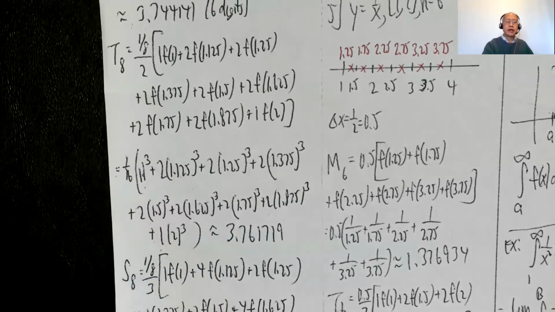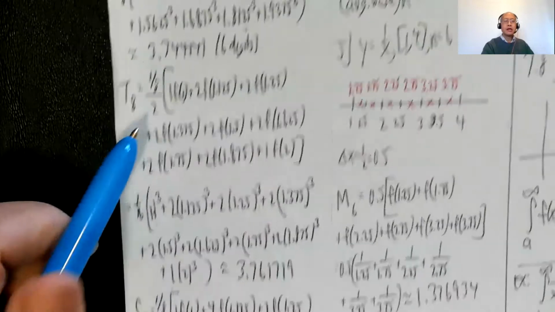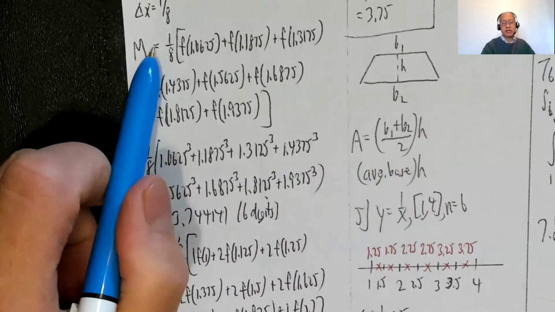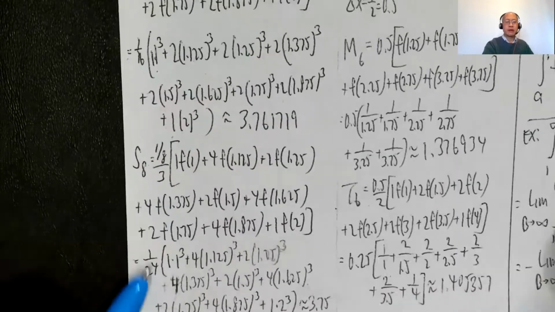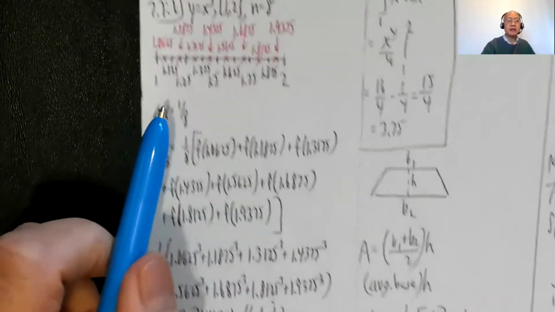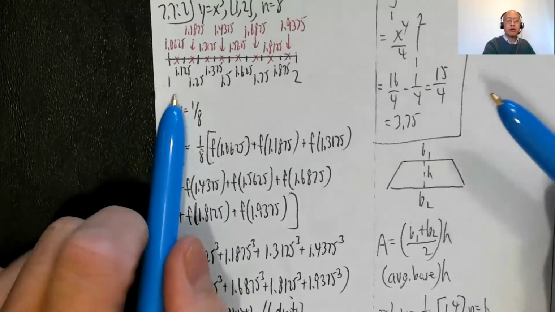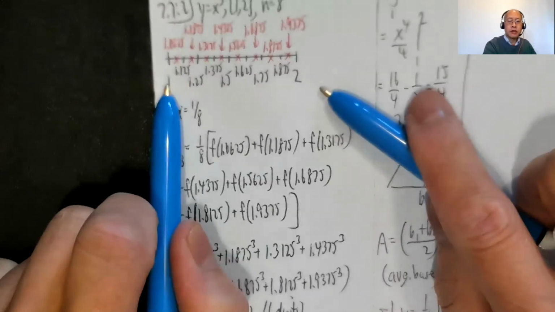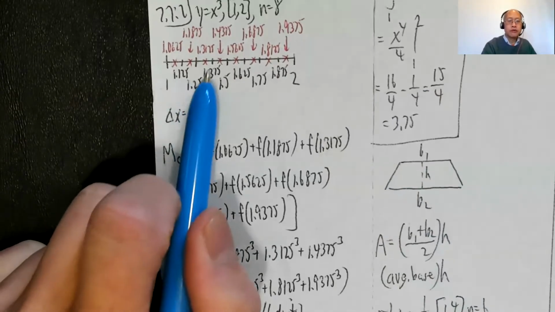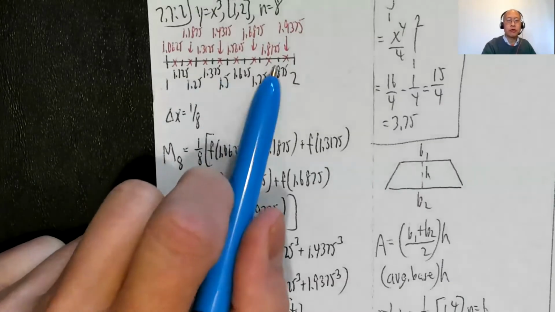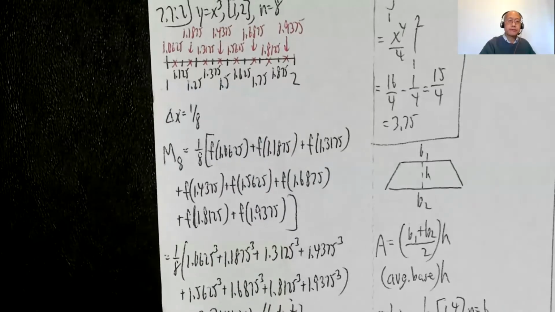Simpson's rule, delta x over 3. So delta x over 1 means 1/8. Delta x over 2, delta x over 3. 1/8 divided by 3 is 1/24. And I use the same 9 endpoints, but the coefficients will go 1 here, and if n is even, 4, 2, 4, 2, 4, 2, 4, 1.